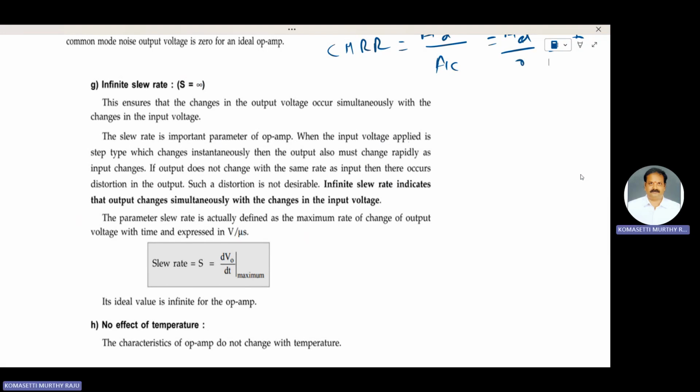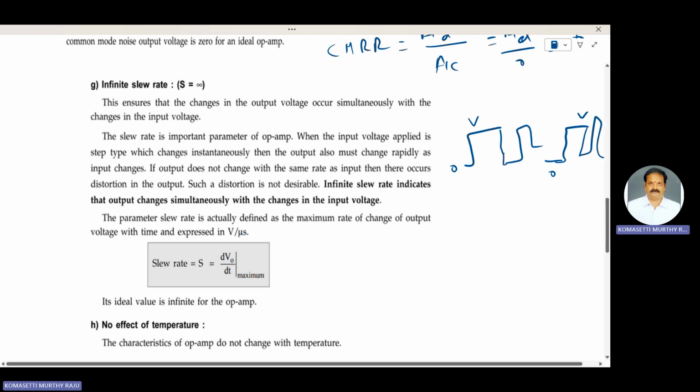Whatever changes we observe at the input side, the same changes are observed at the output side. As frequency increases at the input side, the input voltage changes from 0 to 5 volts. The same change will be observed at the output side, from 0 to 5 volts, instantaneously. The input waveform is a square wave. The output waveform is also a square wave. Slew rate is an important parameter of an op amp.